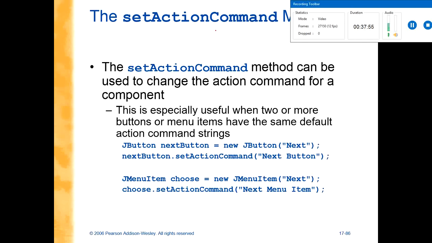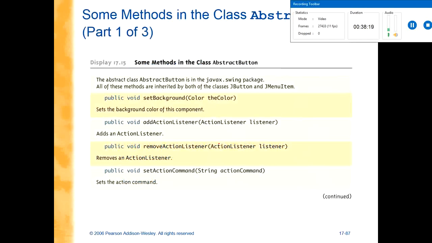This is useful when we have two or more buttons or menu items that have the same default action string. So for example, what will be done over here, we have a button called next button and it's named as next. So if I use set action command next button, basically it will be named as next button. So set action command is used to change the action command of the component.